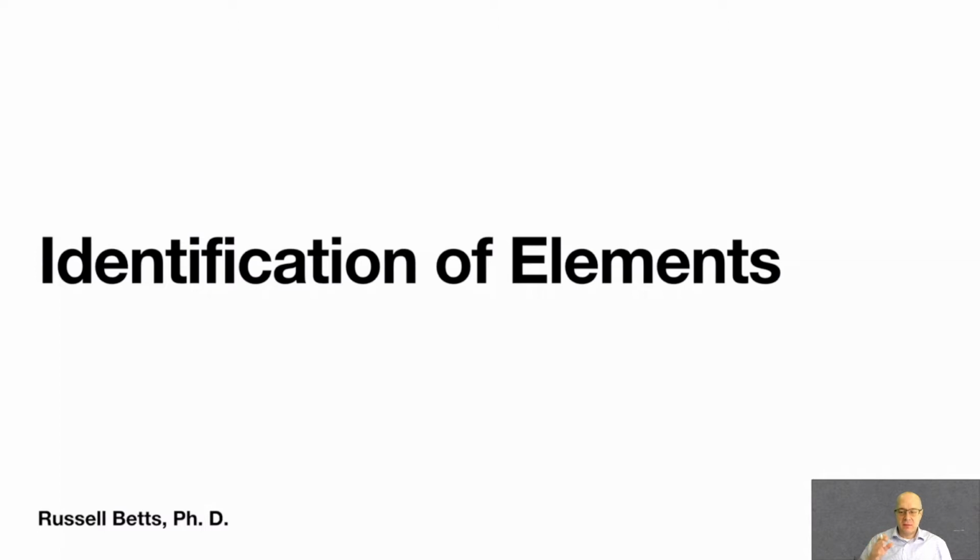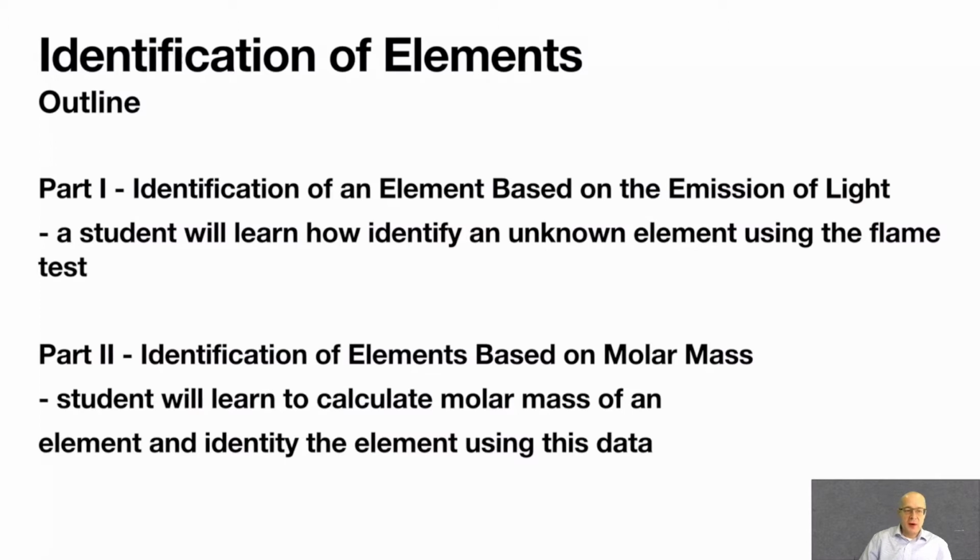Elements make chemistry. The atoms that are part of those elements bond and do all kinds of nice things. Today we're going to talk about elements, some of the cool things you can do with them, how you identify them, and some of their properties and characteristics. Part 1, we're going to identify elements based on the emission of light.